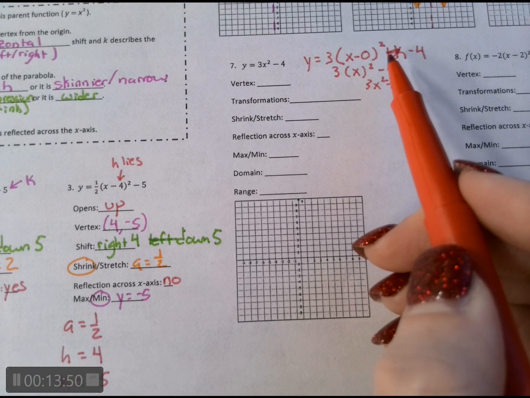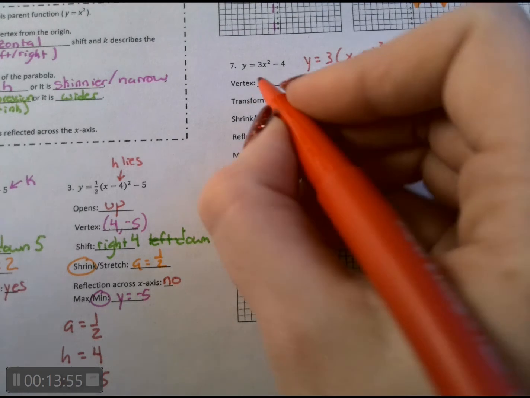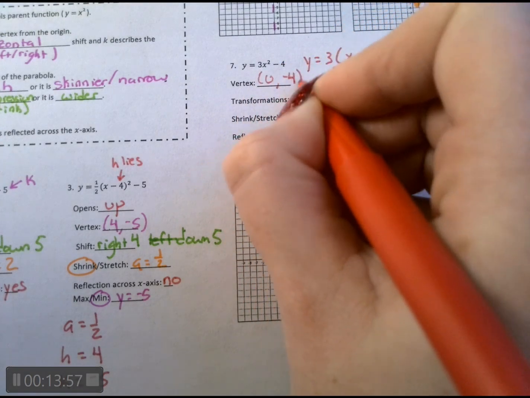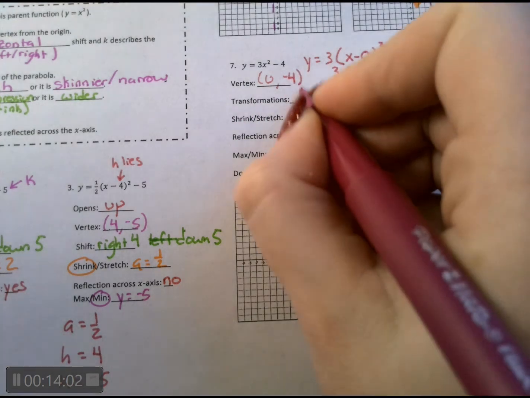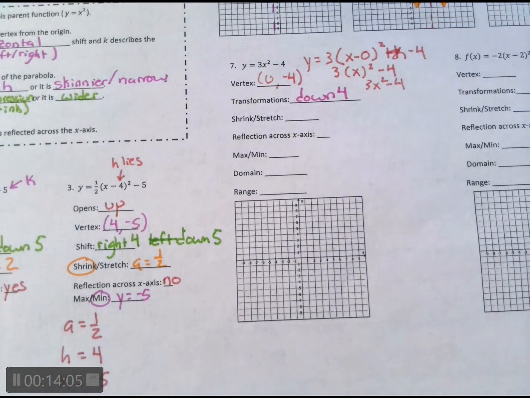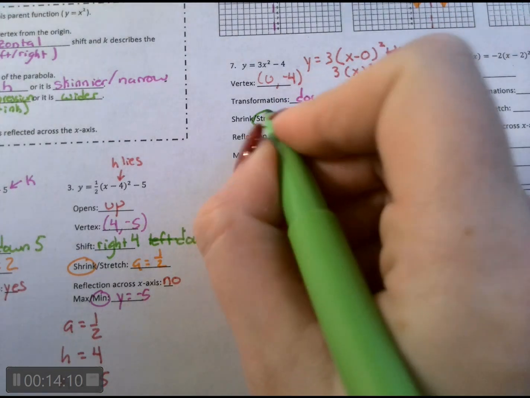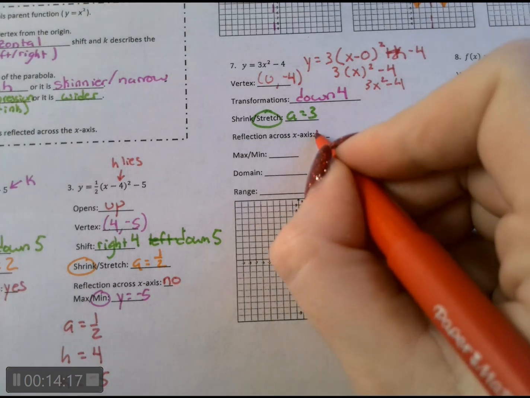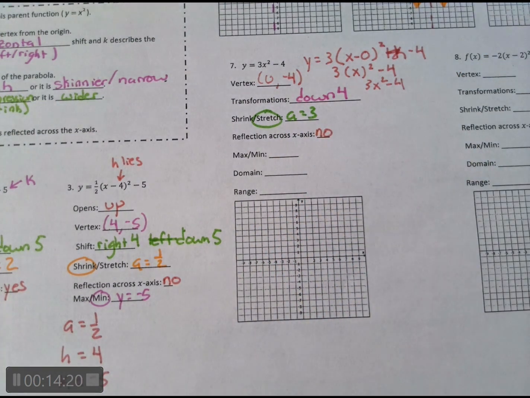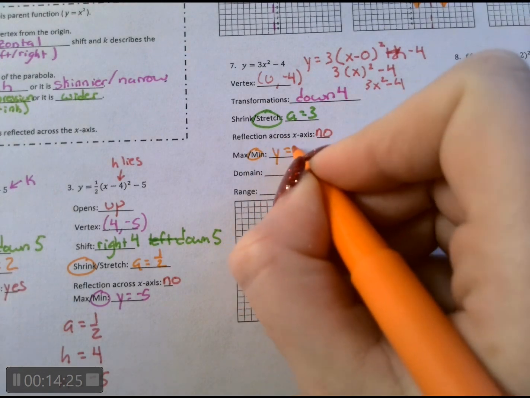This is the form that we want to work with because it's our vertex form. So what's our vertex? It's going to be 0, negative 4. This time we're just going to move down 4. And it is going to be a stretch because a equals 3. And there is no reflection because a is positive. And we do have a minimum at y equals negative 4.